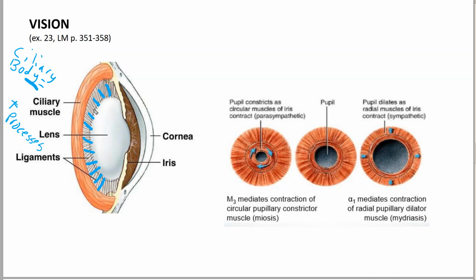The ciliary muscle changes the shape of the lens depending on if we're looking at things close or far away. And the processes create the liquid that circulates in this space, in that anterior chamber. The processes make aqueous humor.